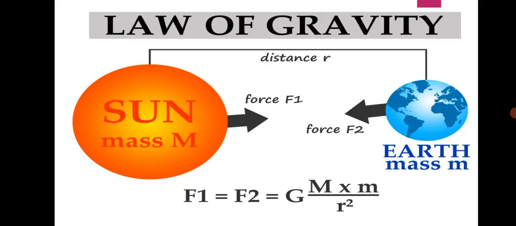Here is the mathematical formula for the law of gravity, that is F1 = F2 = G × M1 × M2 divided by R square. Here G is the gravitational constant, M1 and M2 are the two masses and R square is the distance between these two masses.